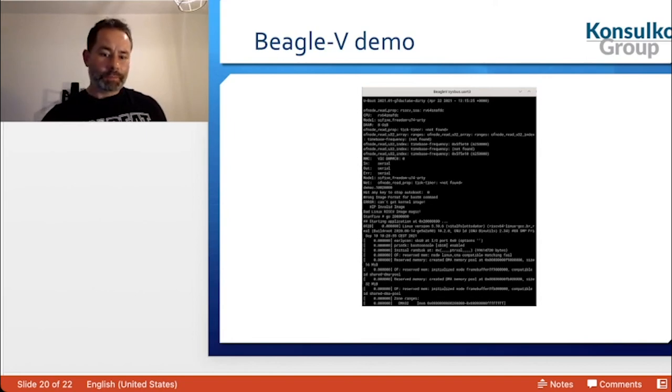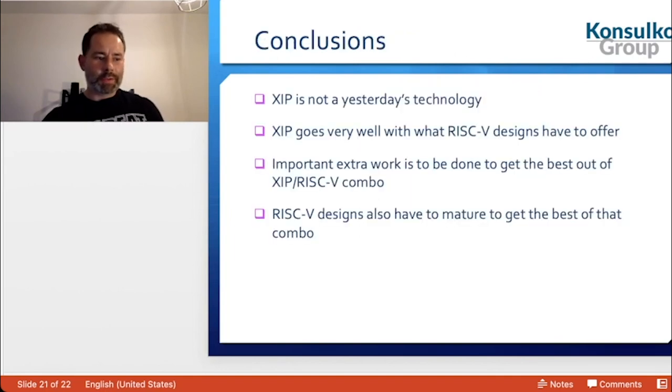So let's go to the conclusions first, and then we see what happened to the demo. So the conclusion number one is XIP, execute in place, is not a yesterday's technology. It's not something only applicable to some random real-time operating system. It can be deployed in Linux, and it actually goes very well with what RISC-V designs have to offer.